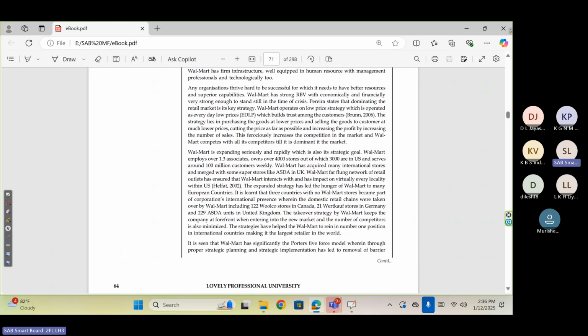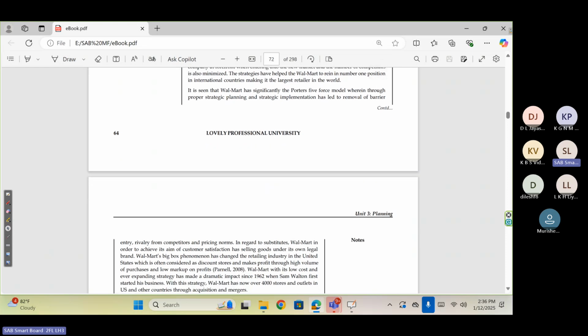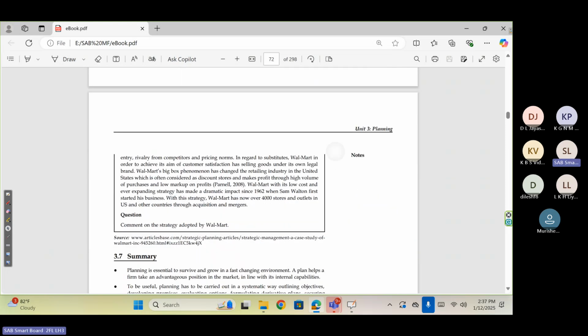Right. The strategies have helped Walmart reach the number 1 position in international countries, making it the largest retailer in the world. Last paras, few paras. It is seen that Walmart has significantly used Porter's 5-force model, wherein proper strategy planning and strategy implementation led to removal of barriers to entry, rivalry from competitors, and pricing norms. With regard to substitutes, Walmart, in order to achieve its aim of customer satisfaction, has been selling goods under its own label brand.